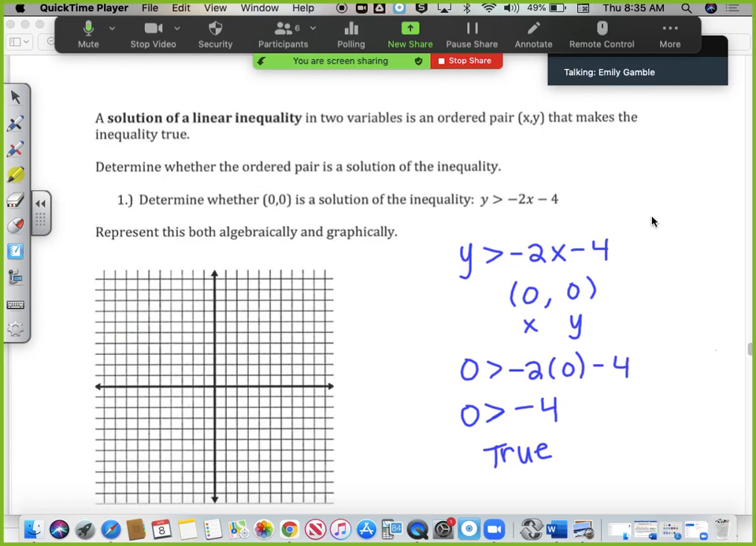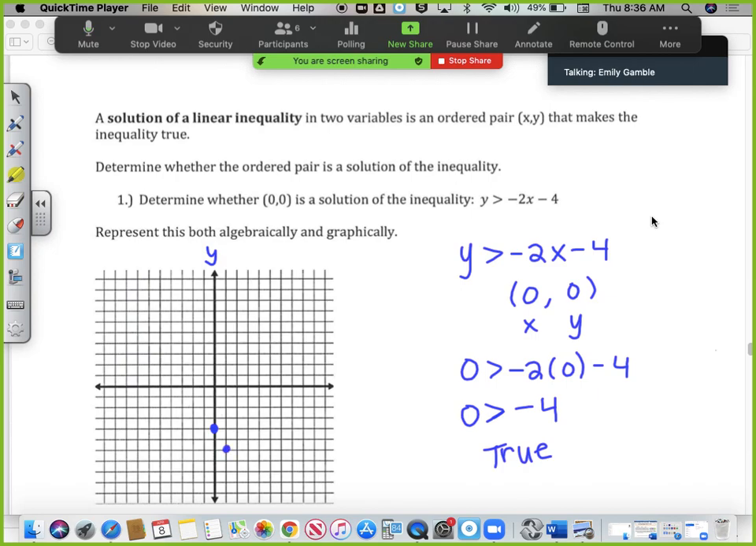To figure out if it's a solution graphically, we would have to graph the inequality by plotting first the y-intercept. Here's the y-axis. We would start at negative 4, so 1, 2, 3, 4 down here. We would use the slope to get to another point. The slope is negative 2, so from here we would go down 1, 2, and we would go over 1.